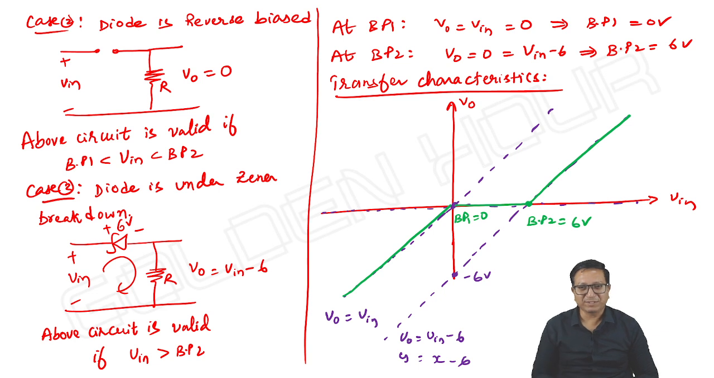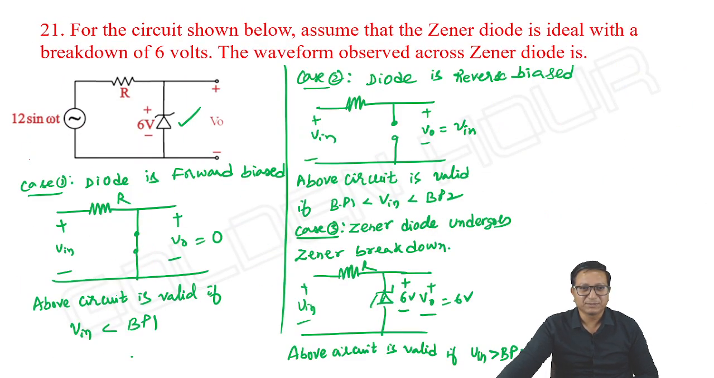Now you can even compare with what I told at the very beginning, VR is equal to V in minus VD. If you take the previous problem, first V output is equal to 0. First case means VD is 0. Then what is VR? V in minus VD, that is V in minus 0, that is V input only. That is for input less than breakpoint 1. Breakpoint 1 and breakpoint 2 do not change. So input less than breakpoint 1, VR is equal to V input and VD is 0.